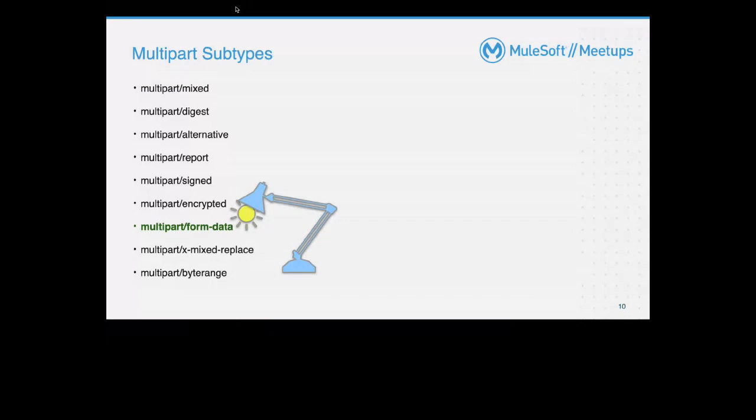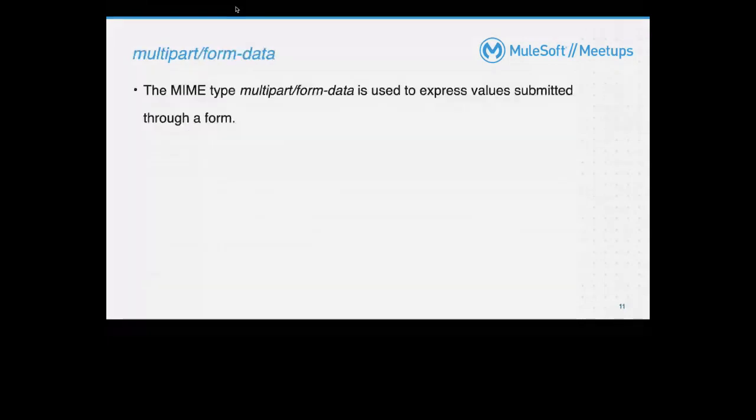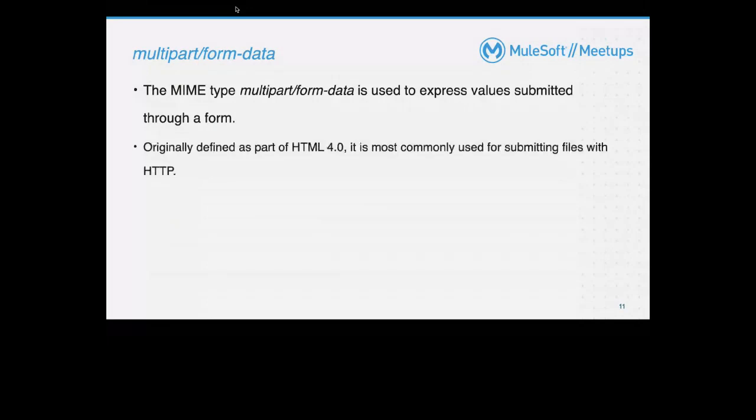Clear? So what is multipart form data? The MIME type multipart form data is used to express values submitted through a form. When I say a form, it can be via API as well, right? But it is submitted as a form. Originally, it is defined as part of the HTML 4.0 version, which is most commonly used for submitting files with HTTP. Whenever we are developing Mule APIs, on our local we just test it with Postman, or we call it via an HTTP requester.